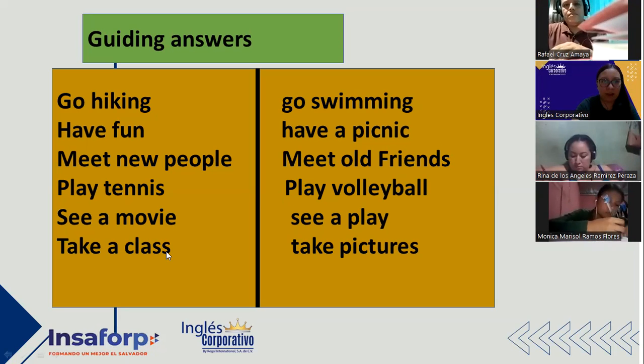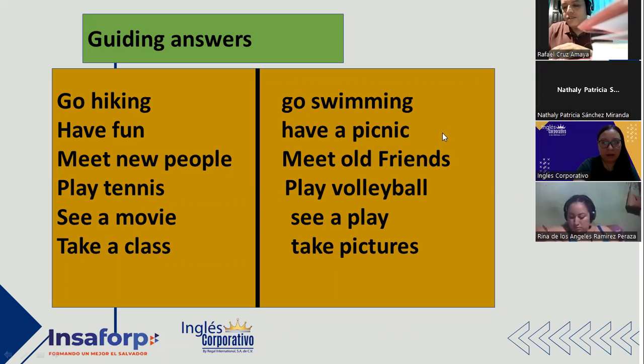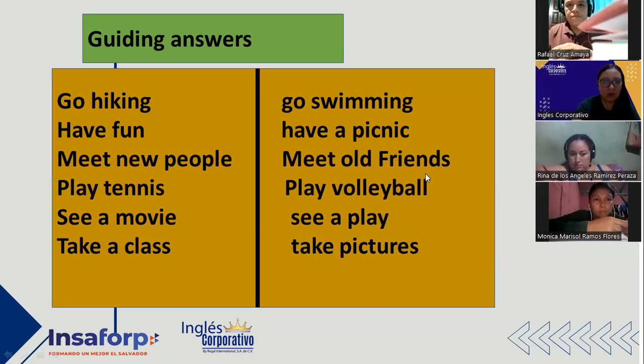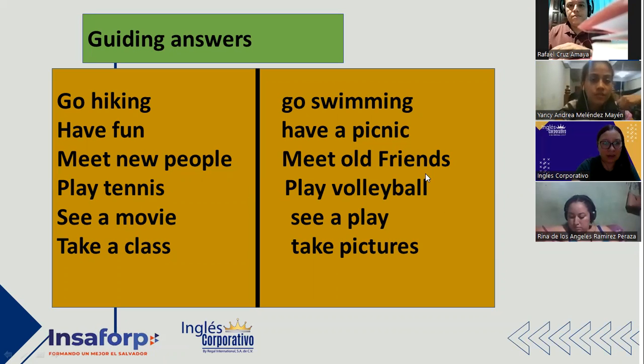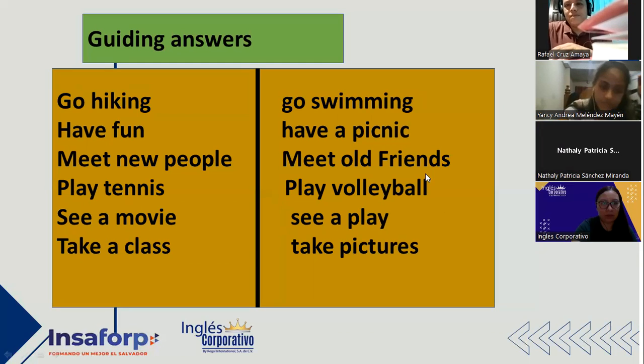Okay. We need 5 volunteers. Cada uno va a leer 2 de las actividades que están ahí. Y van a hacer una oración. Okay. Por ejemplo, go hiking, have fun. I'm going to have fun in the party. Okay. Una oración. Leen las 2 actividades, hacen una oración. Ok. Levanten las manos para irlos asignando. Ocupamos 5 voluntarios, les dije, ¿verdad?